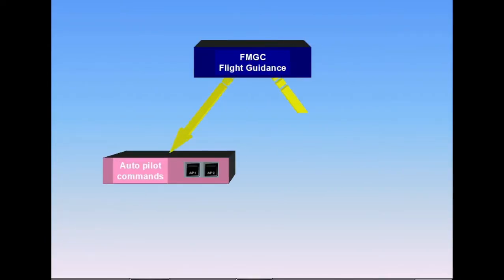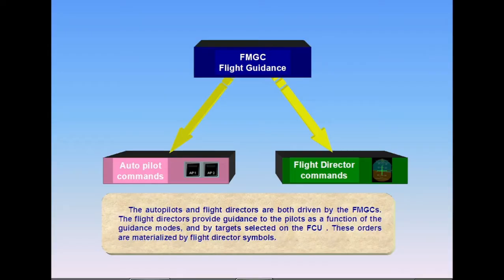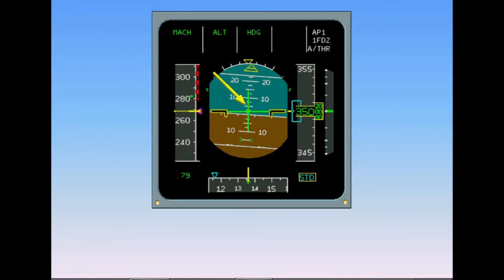The autopilots and flight directors are both driven by the FMGCs. The flight directors provide guidance to the pilots as a function of the guidance modes and by targets selected on the FCU. These orders are materialized by flight director symbols. The flight director, or FD, symbols are displayed on either PFD, provided the director is switched on. The symbols on PFD-1 are driven by FMGC-1. Those on PFD-2 are driven by FMGC-2.